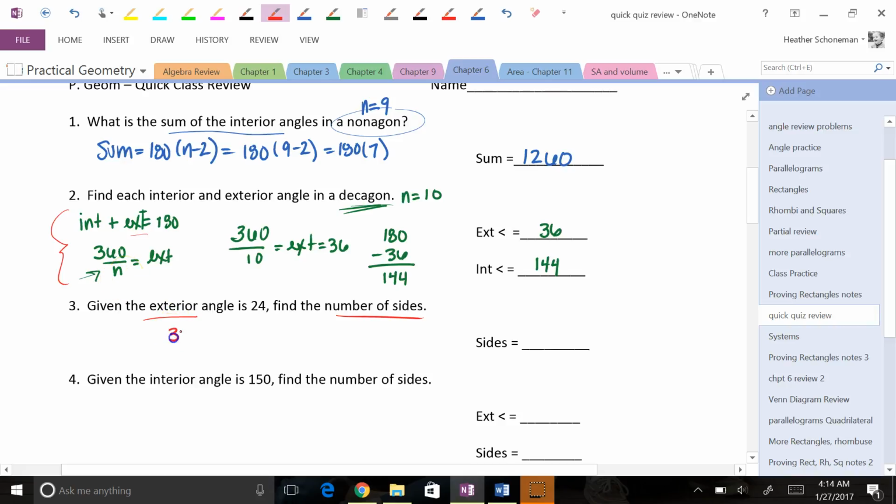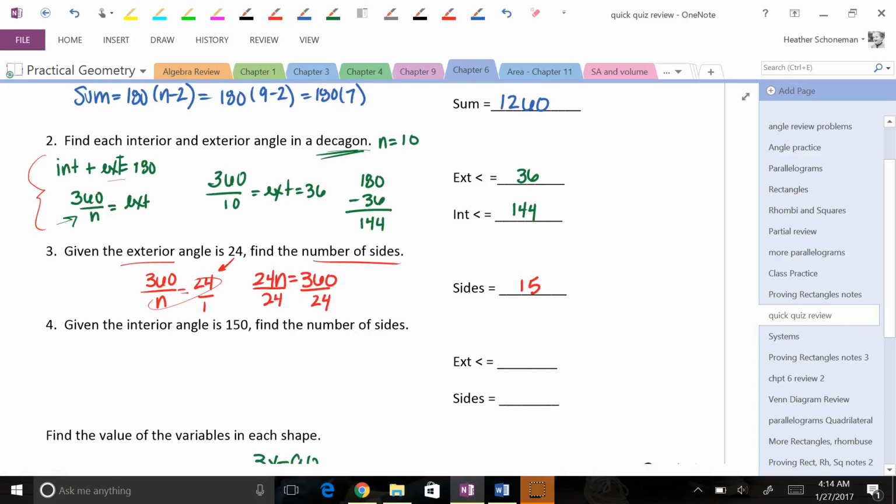So I'm going to take 360 divided by the number of sides, and that'll equal the exterior angle, which is 24. So to solve, we make it a proportion and cross multiply, so we get 24 n equals 360. We divide by 24, so the number of sides is 15.